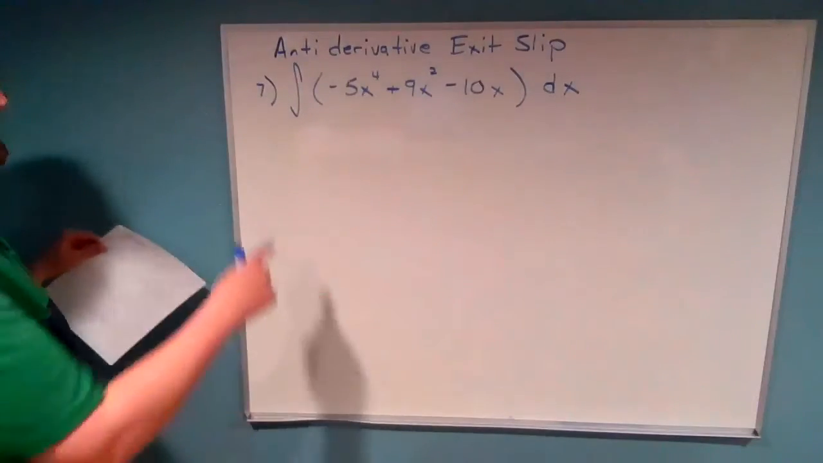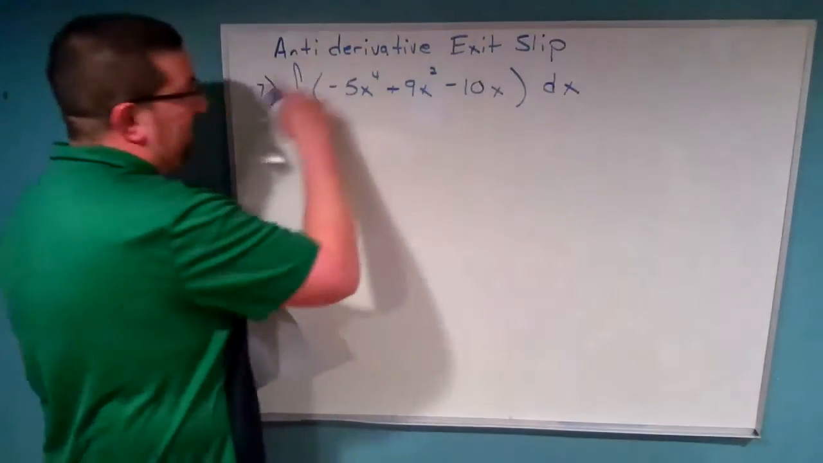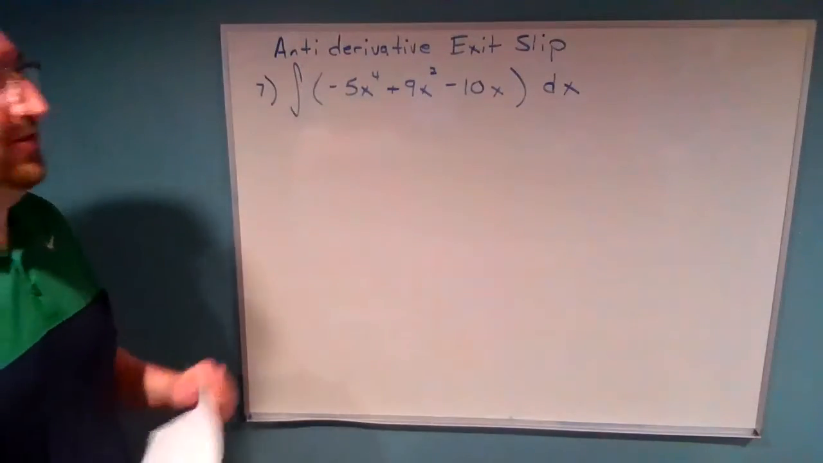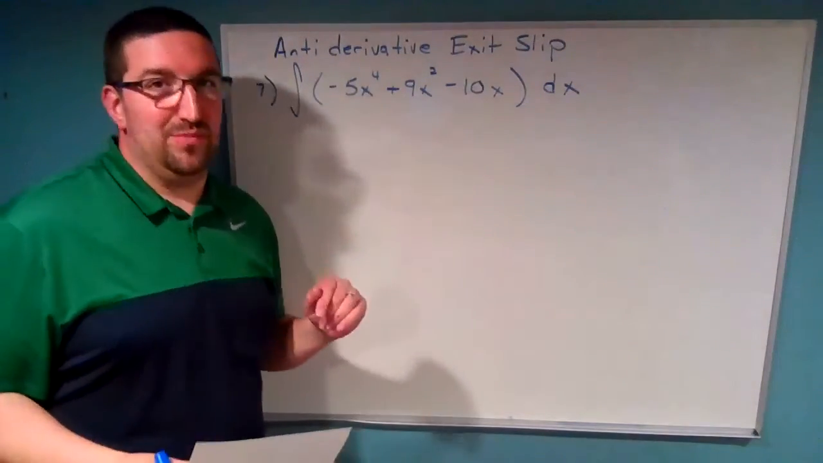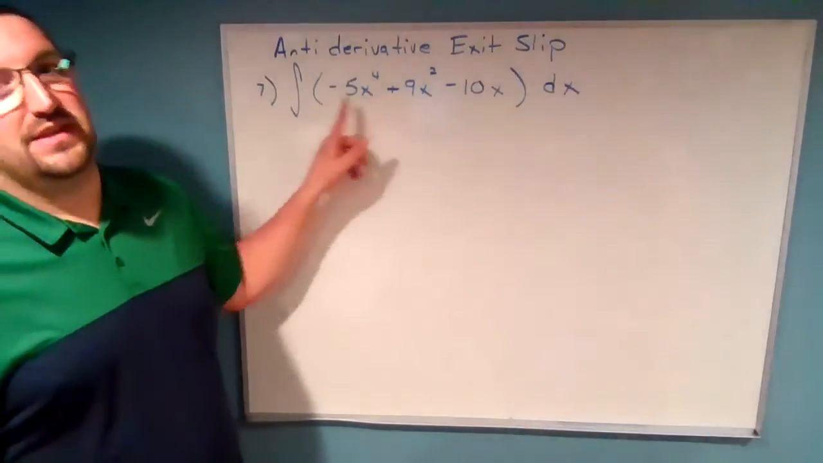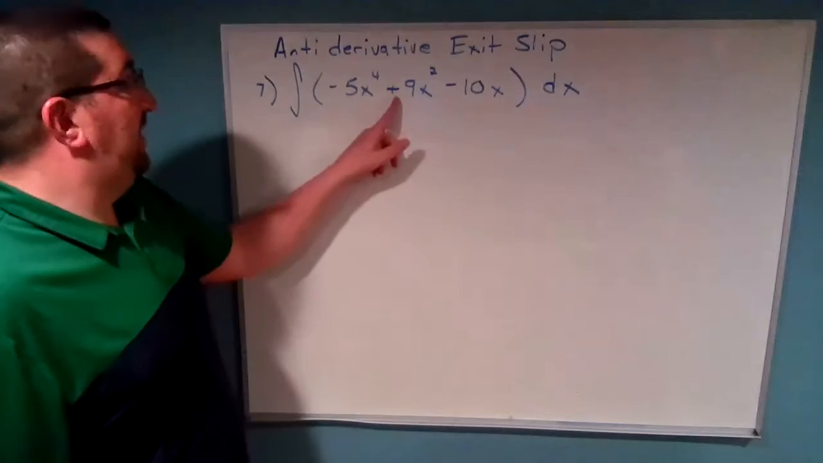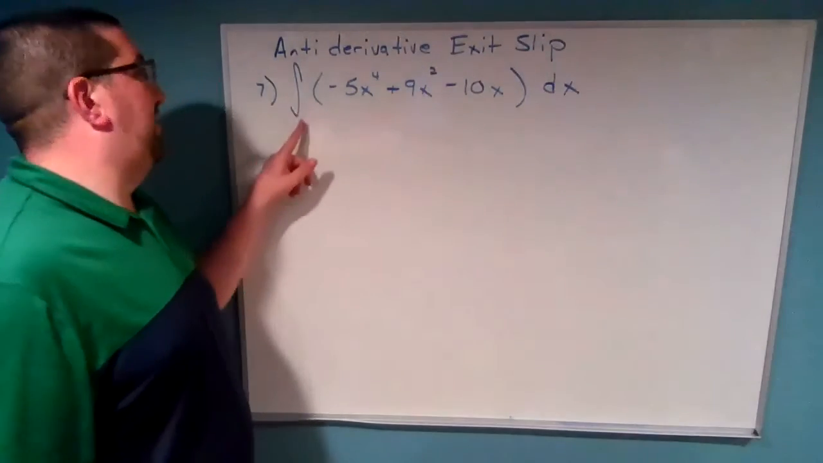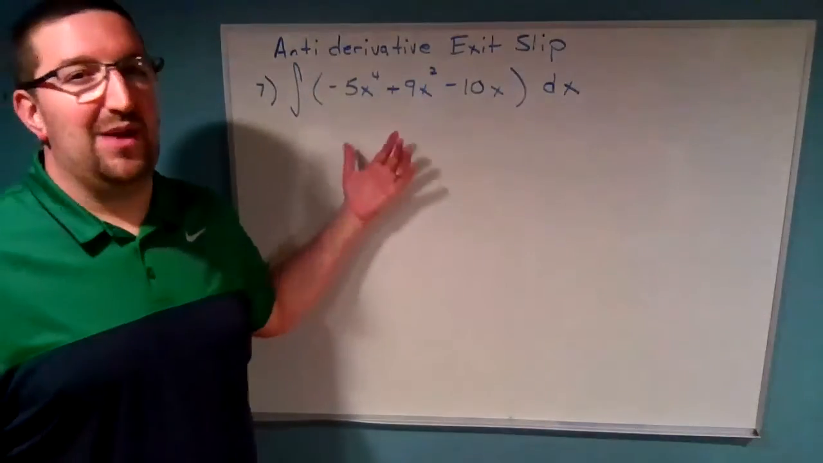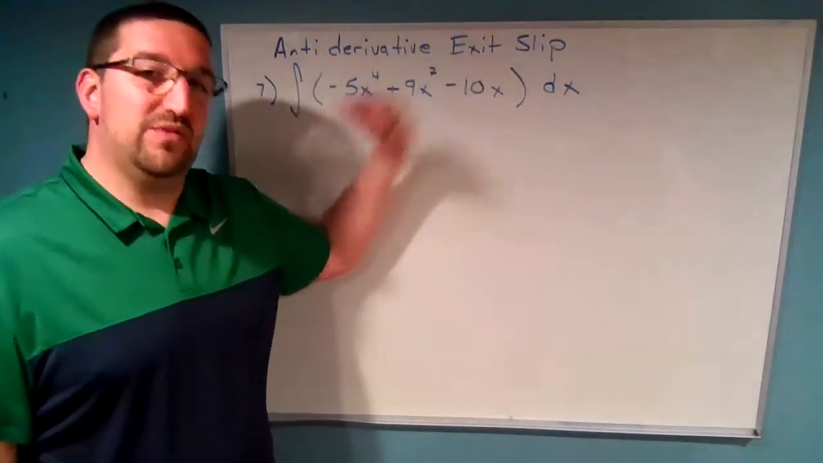All right, moving on. Here we have a polynomial, the antiderivative or integration of a polynomial with respect to x. Same thing we were doing. We got to treat these all as individual problems. You might see in a book somewhere that they rewrite each of these with a symbol in front of it. So the integration of negative 5x to the fourth, plus the integration of 9x squared, plus the integration of negative 10x dx. We're not going to do that.